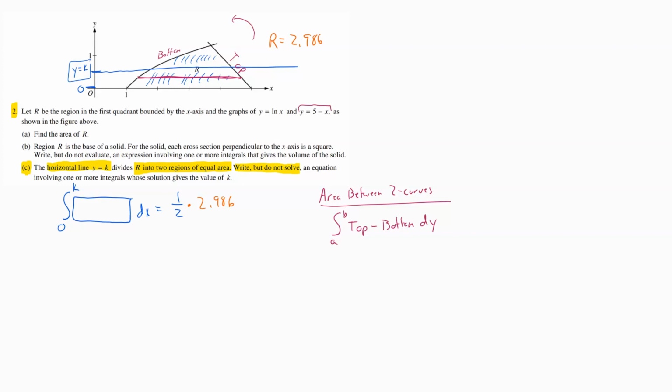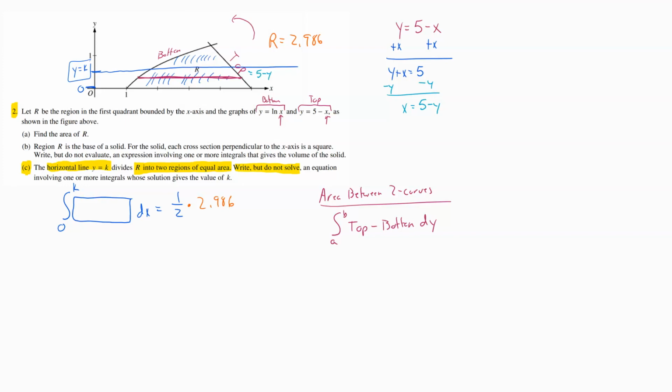We know then that this right here would be the top equation, and this right here would be the bottom equation. But we need these to be in terms of y. Right now, they're both in terms of x. So we're going to have to resolve those to be x equals equations. We have y equals 5 minus x. Add the x over, you get y plus x equals 5, and then subtract y, and we get x equals 5 minus y. So 5 minus y is now our top equation.